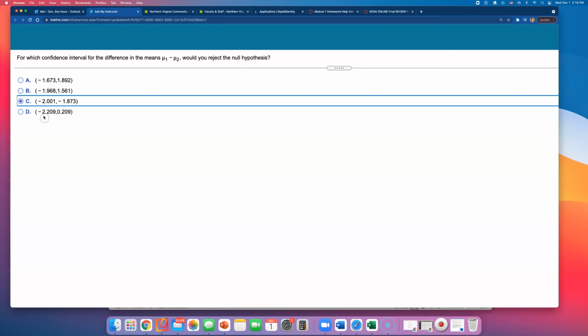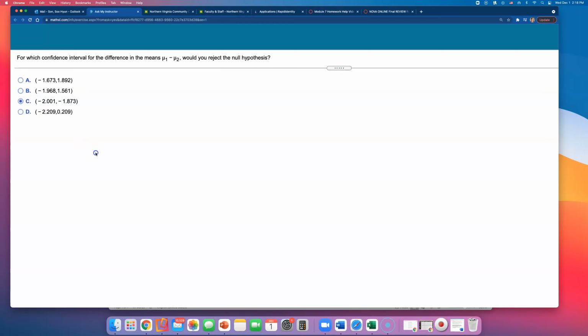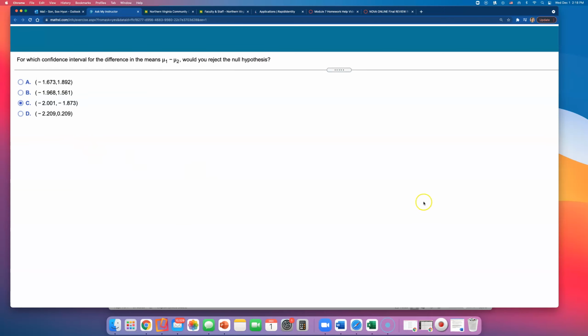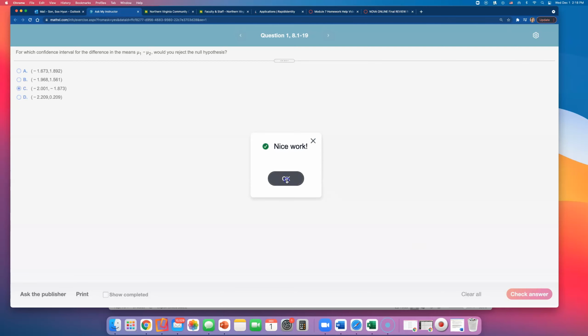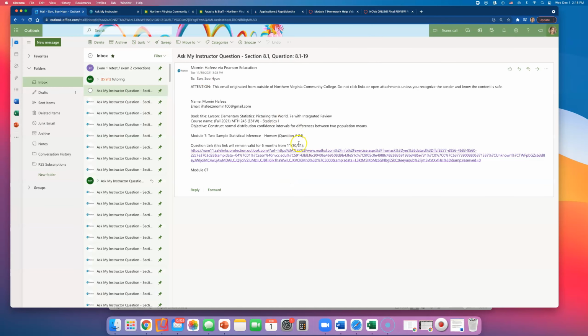Look at the last one for me. The last one stretches down from negative to positive. Because the lower bound is negative and the upper bound is positive, it contains 0 in between. So this one, we're not going to be able to reject the null. So that's how you can do this question. Let me see if I can click on check. This one was question number 24 on module 7 homework.